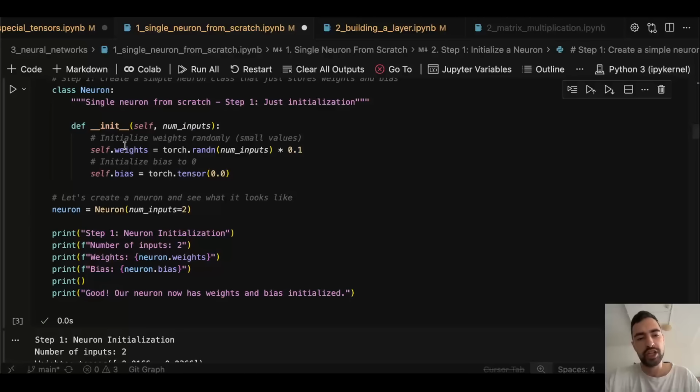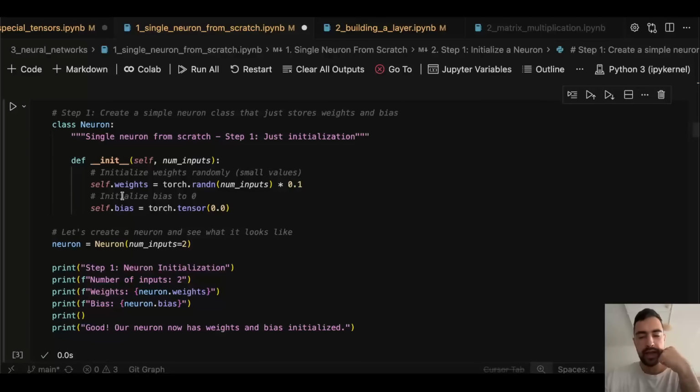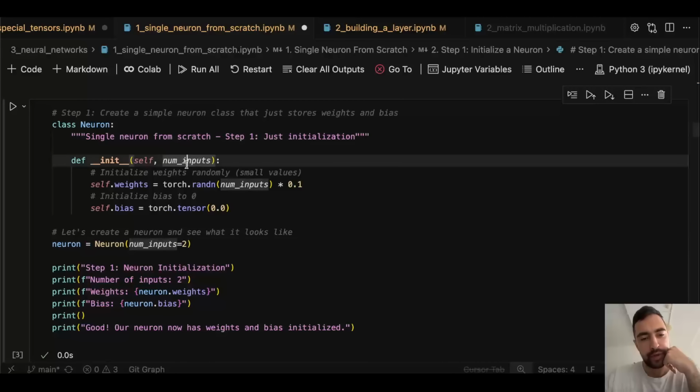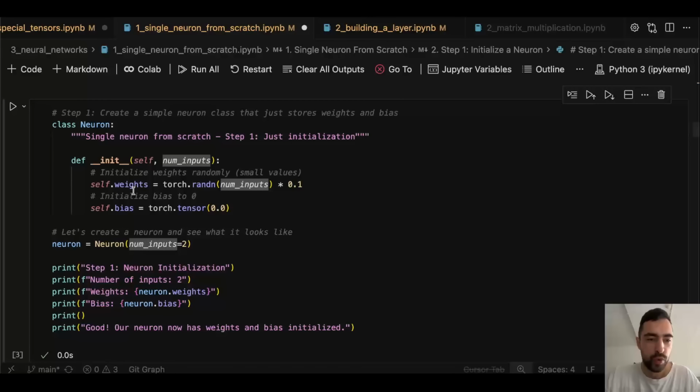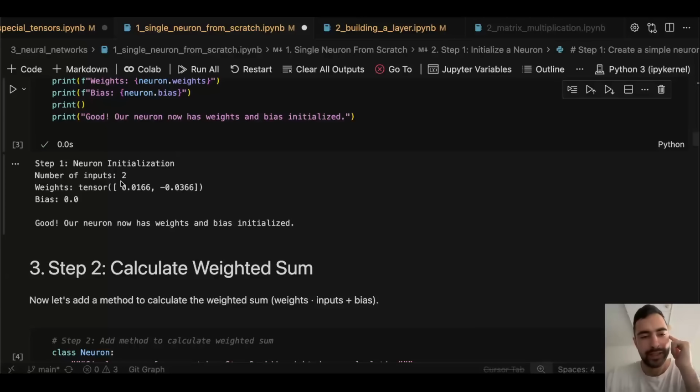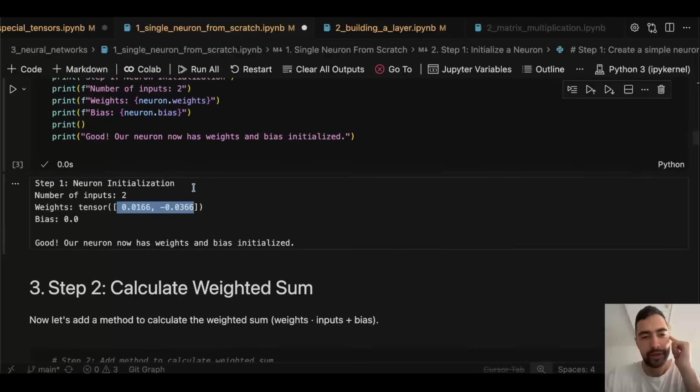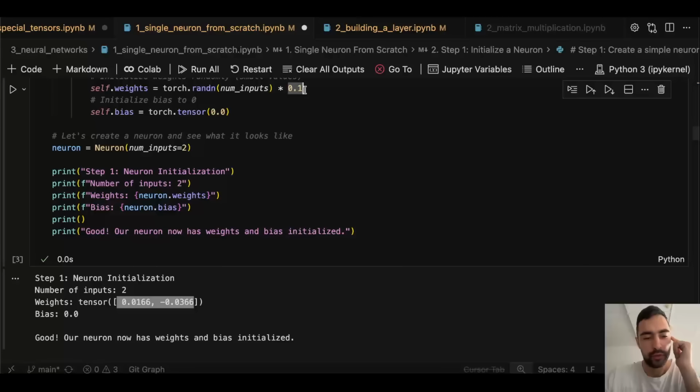But you don't want to initialize weights at 0 because weights are multiplying, so they will just turn everything to 0, and that's not good. You want to initialize weights with some number. Here we would instantiate this class, neuron, and let's say number of inputs is equal to 2. Then this will create 2 weights and 1 bias. So this number of inputs just influences the amount of weights. In this example, number of inputs is 2, and these are the random weights that we generated. They're very small because we multiply with 0.1.